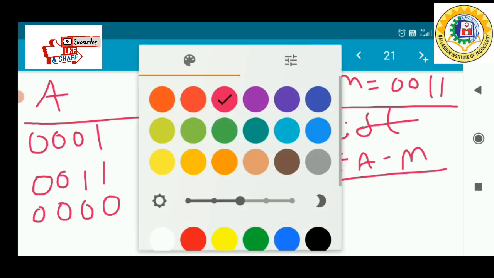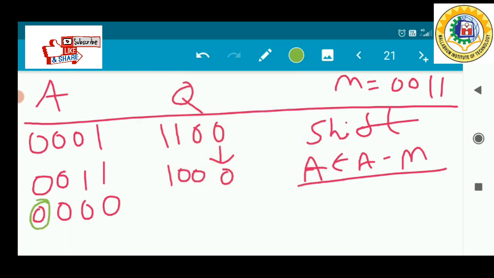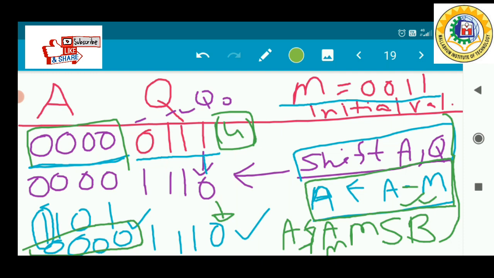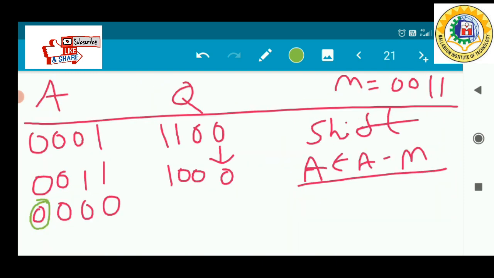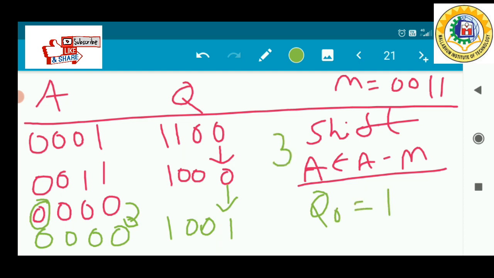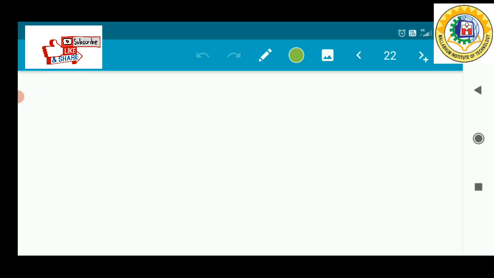After this step we check the MSB of A. In the previous two steps the MSB of A was 1. Here the MSB of A is 0. If the MSB of A is 0, then you make Q0 equal to 1. That is the only step required. So this will be your Q, 0 0 1, and your A stays the same, not restored. This is your third cycle. Only one cycle is left, the fourth cycle.